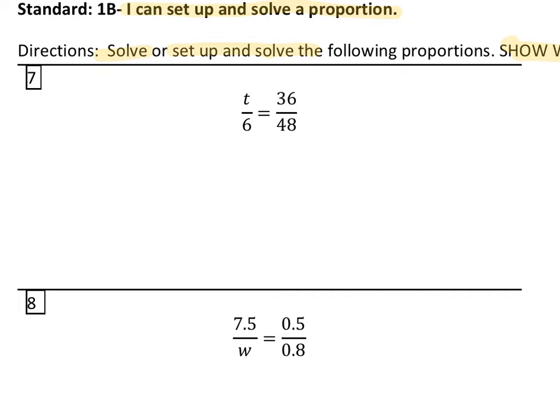Now we've also talked about how to do scale factor, where you could look and say that 6 times 8 is 48. What times 8 would give you 36? So it's not going to be that easy to see, and it doesn't always work well to use scale factor. You could solve for t by multiplying both sides by 6, because t is being divided by 6, and we undo that by multiplying both sides by 6. But I'm going to stick to one method.